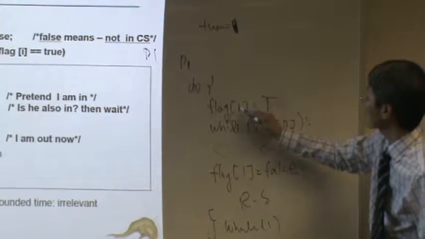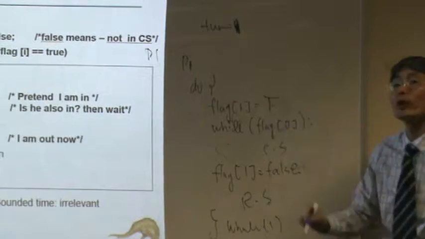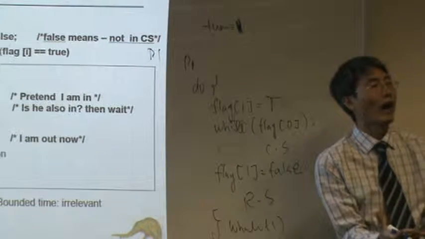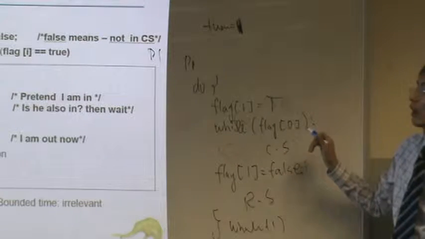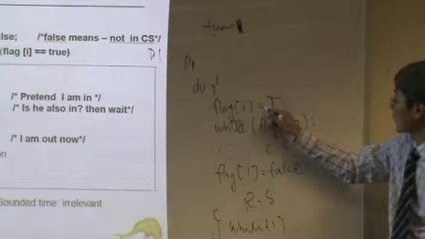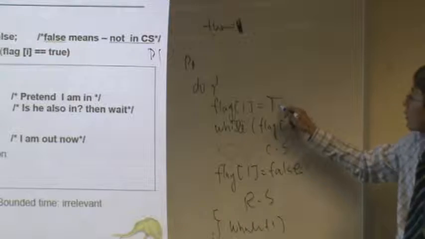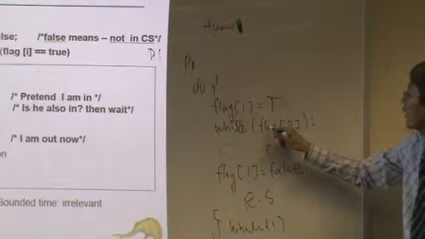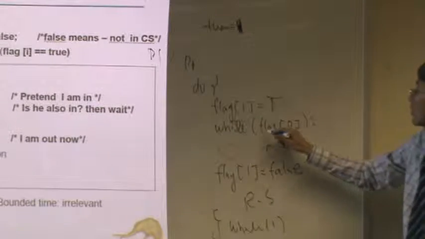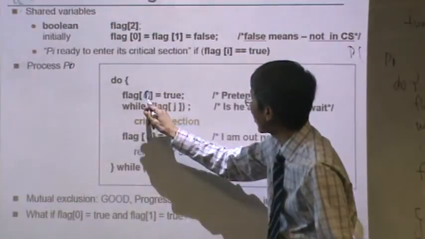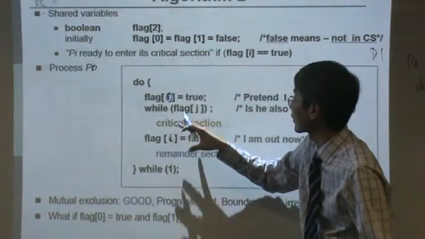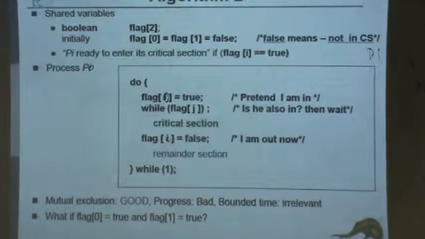So then process 1 sets its flag to true, which means I'd like to enter the critical section, but it's still not in; it's an intention. It expresses the intention to enter the critical section and checks the other process, whether flag 0 is true or not. Right now, flag 0 is the other process. Process 0 is in the critical section, so it is true.